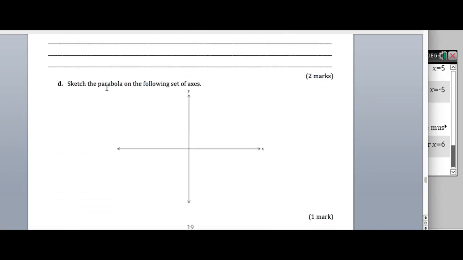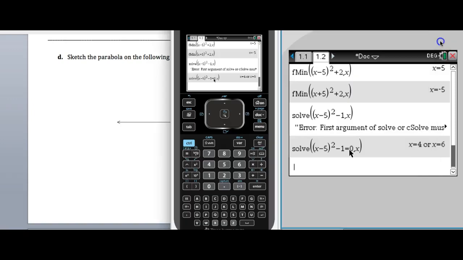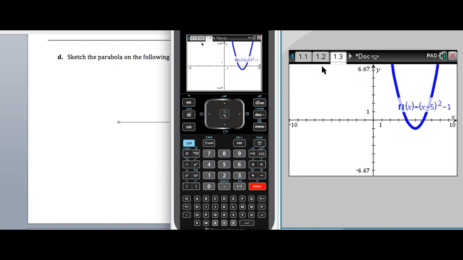Sketch the parabola. I always get frustrated when I've been marking your work and I get a sketch and students aren't sketching them. You just do it straight on your calculator. So let's go back to the calculator. Let's do a new page because it's easier than deleting stuff off another one. So we had x minus 5 squared minus 1. Okay, so there's our parabola.